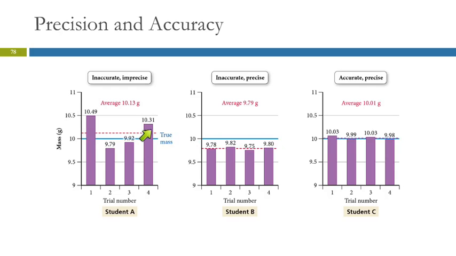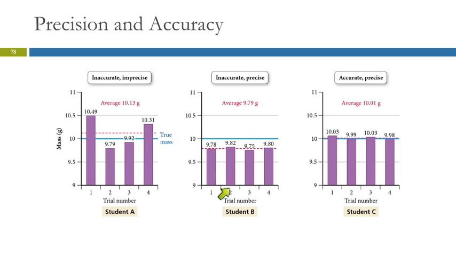And so we look at this and we can see there's a lot of variation in the results. This is imprecise. The values are not close to each other. And if we take the average of those numbers, that's this dashed pink line here, the true value is 10.00. These numbers aren't accurate either. So student A was inaccurate and imprecise. That's bad. 2 undesirable results.